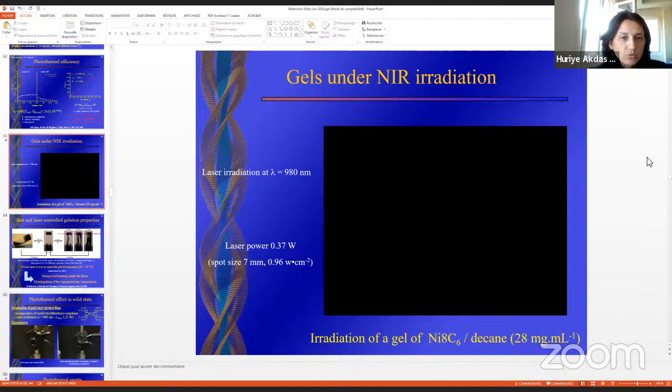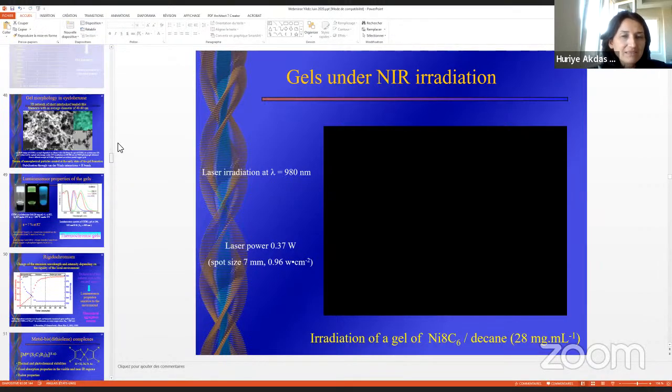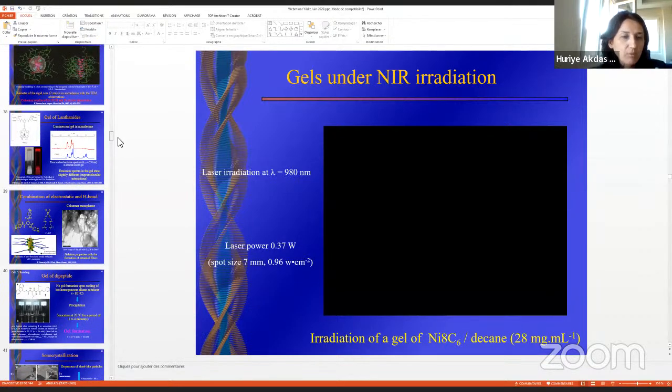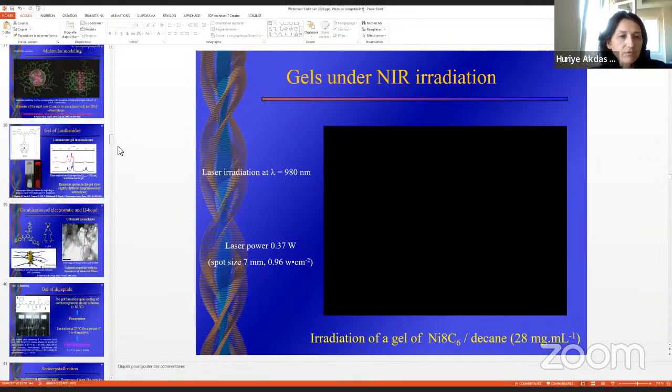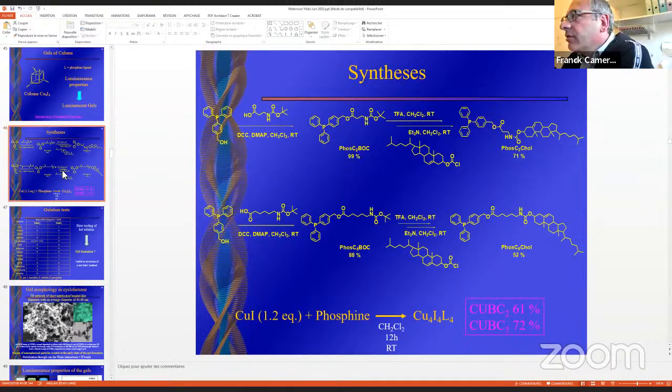In the molecule you showed, the amide function seems to be very important for the formation of the gels. So is this the main linker that we use for the formation of gels? But you showed also at the end of your presentation another kind of linker. Which one is the best? Which kind of linkers?